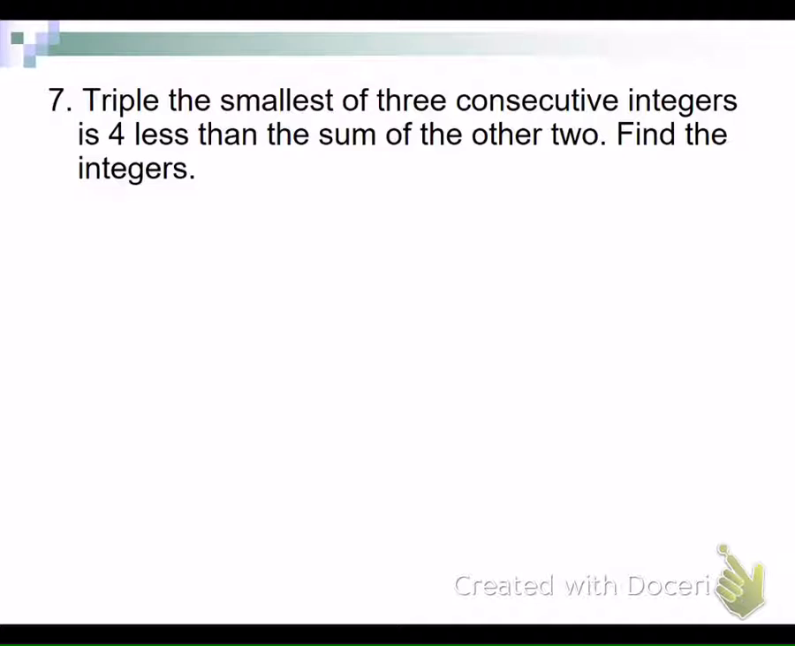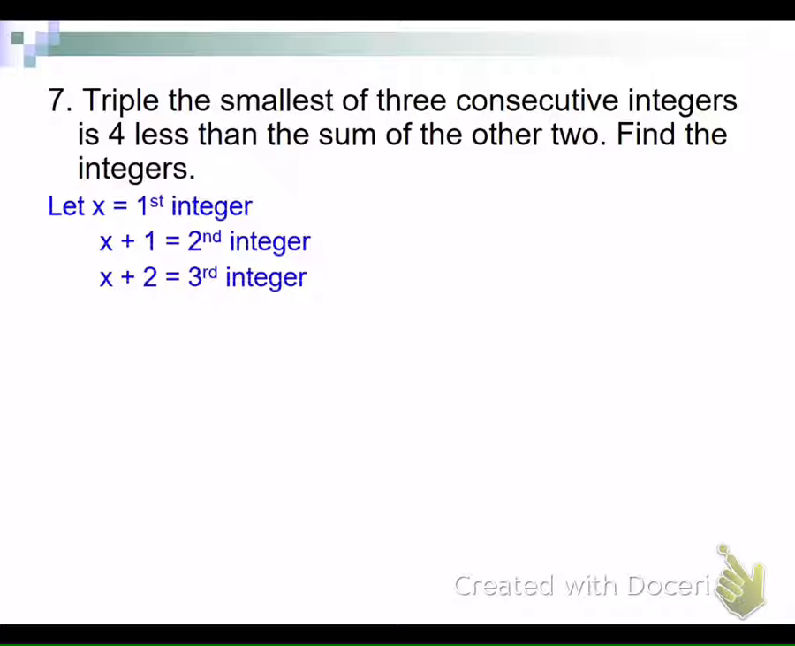Final example of the day. Triple the smallest of 3 consecutive integers is 4 less than the sum of the other 2. Boom. This is going to be hard. Okay, so triple the smallest of 3 consecutive integers. Right away, I see 3 consecutive integers. I'm just going to focus in on this. So the first one is going to be what? x. The second one is going to be x plus 1. The third one is going to be x plus 2.